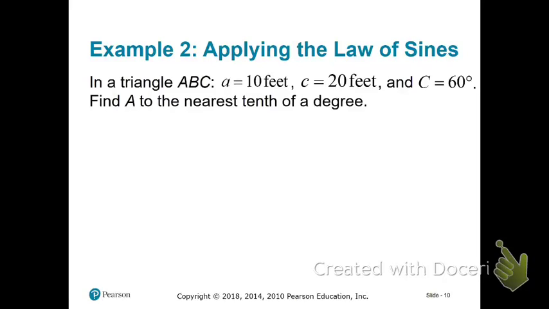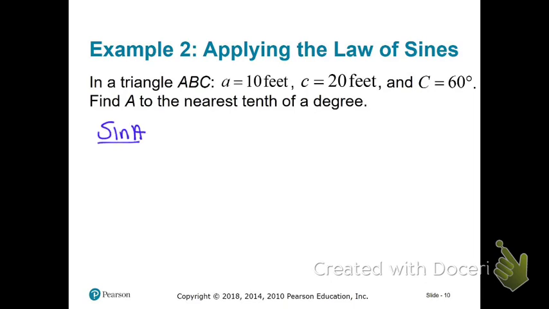So it says, in a triangle ABC, a is 10 feet, c is 20 feet, and angle C is 60 degrees. Find angle A to the nearest tenth of a degree. So we're after A, right?